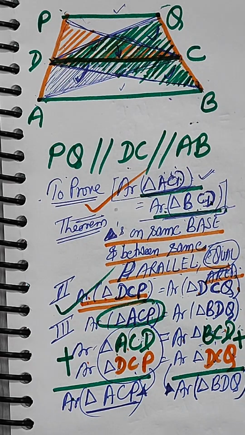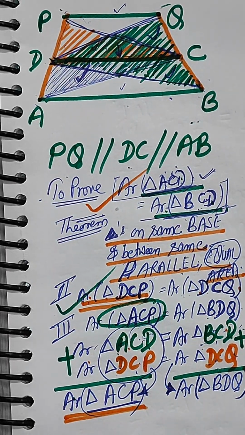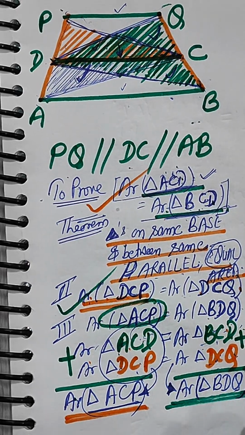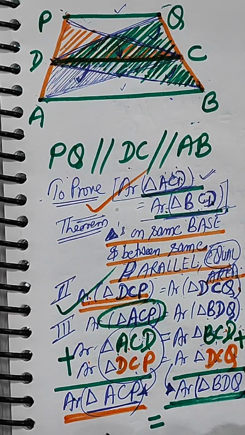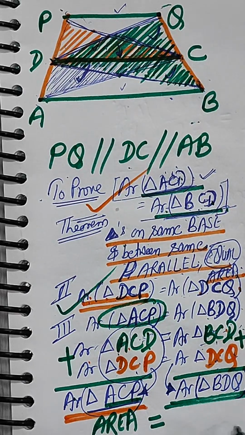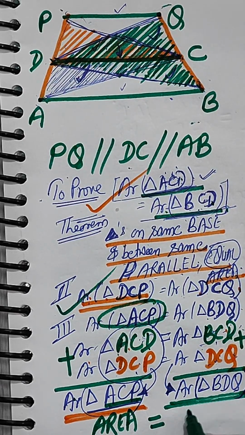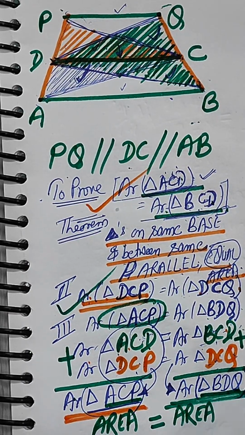So in this way we have proved that area of triangle ACP is equal to area of triangle BDQ, right? Both the areas are equal, right? Area of ACP is equal to area of triangle BDQ, right?